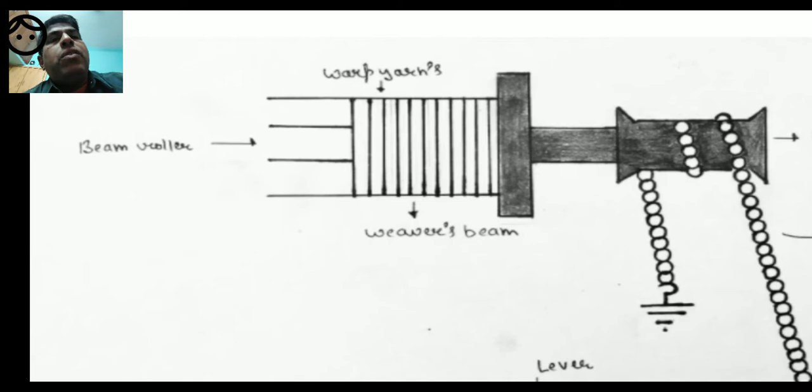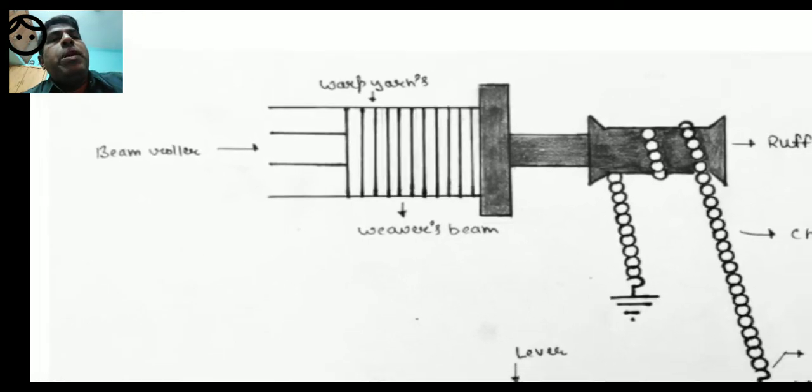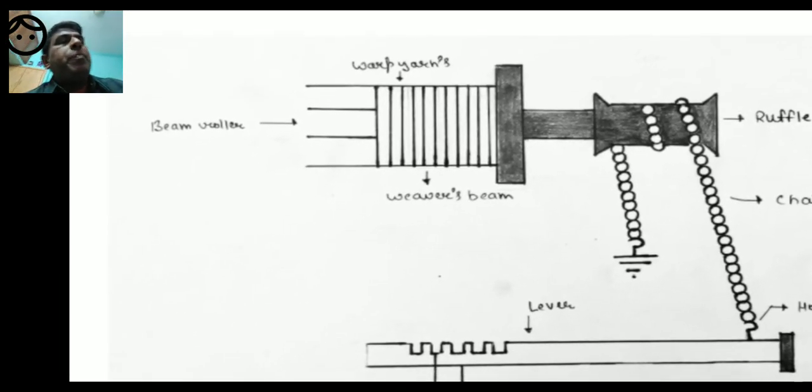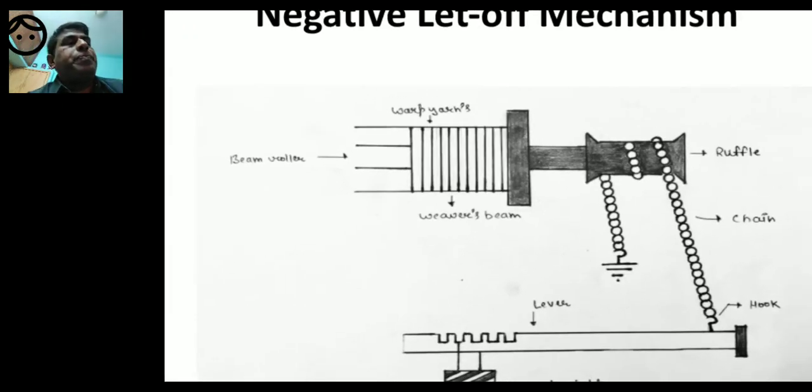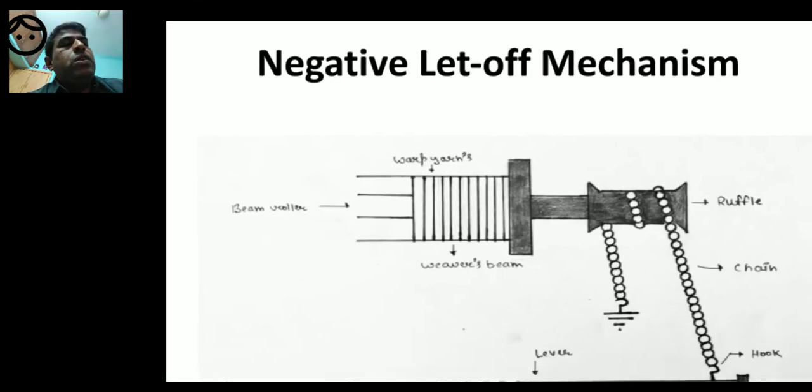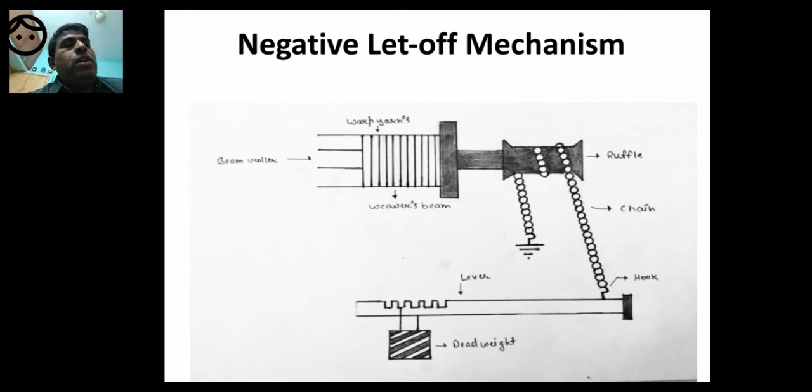Something related to beam. So please see this: dead weight and lever and hook, chain, ruffle and weaver's beam and warp yarn. So on the weaver's beam, warp yarn is present.